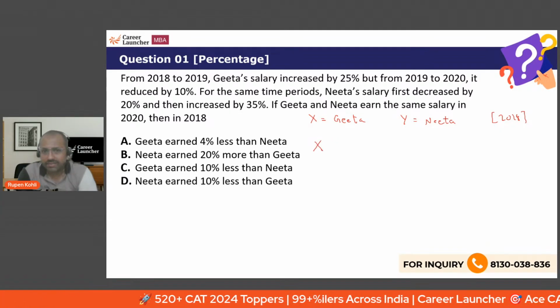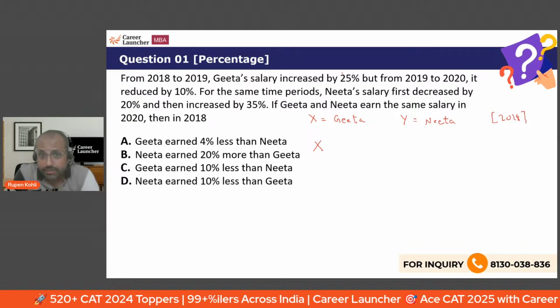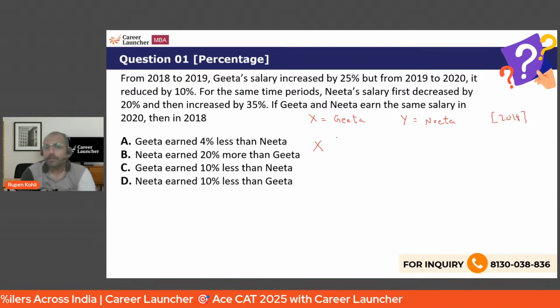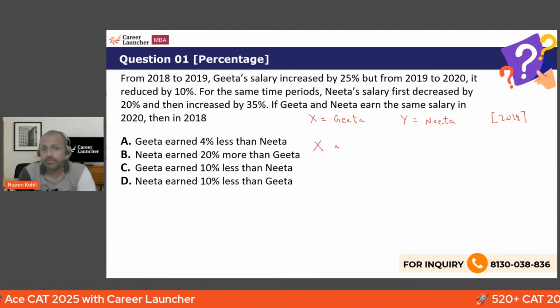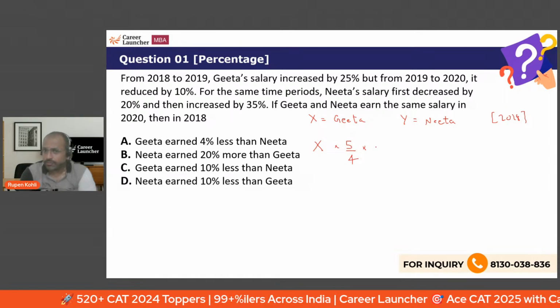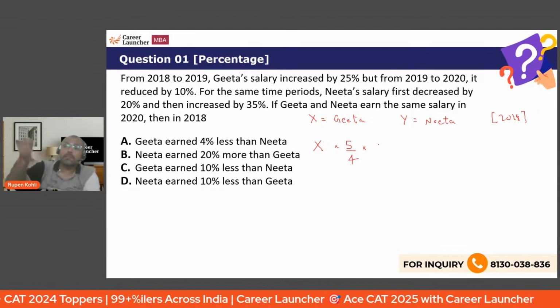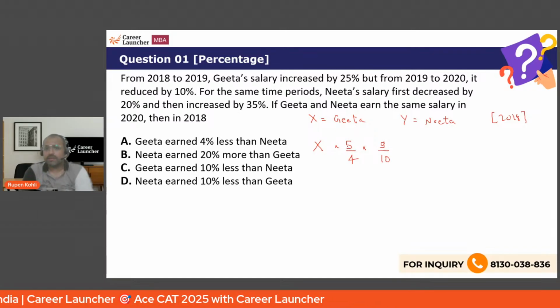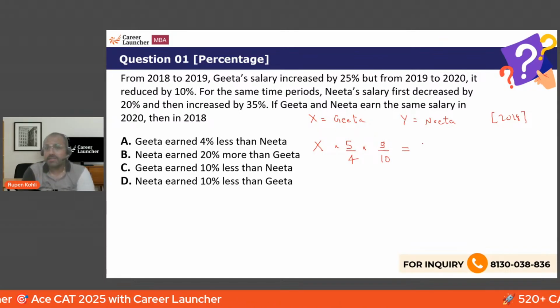So what happens to X? It first increases by 25%. What's the multiplying factor for that? 25% is 1 by 4. So it becomes 1 plus 1 by 4 times, which is 5 by 4 times. So x into 5 by 4, and then it decreases by 10%, so 1/10 of a decrease. So it becomes 1 minus 1 by 10, 9 by 10 times. X times 5 by 4 times 9 by 10 matches with Y, Nita's salary in 2018.